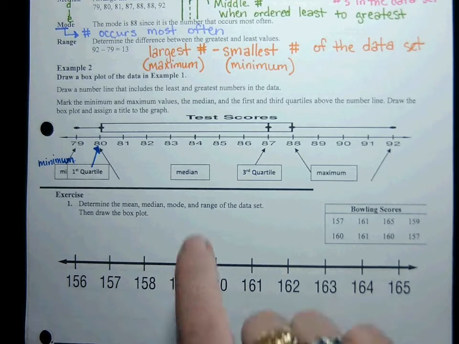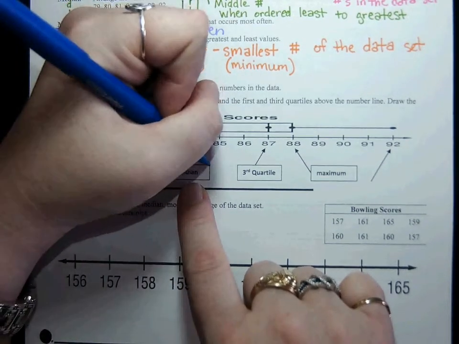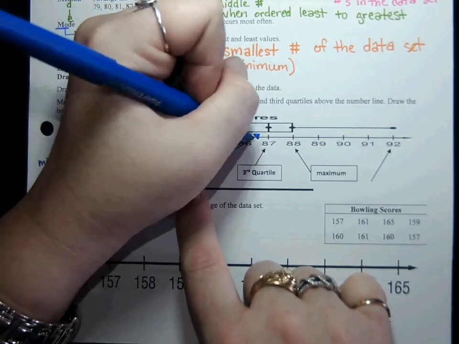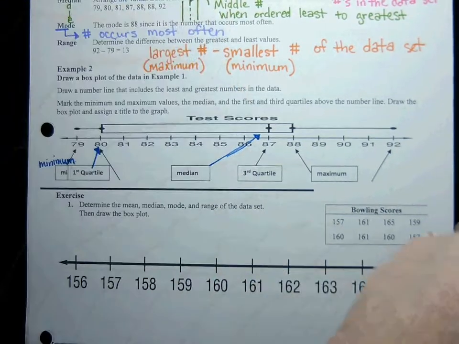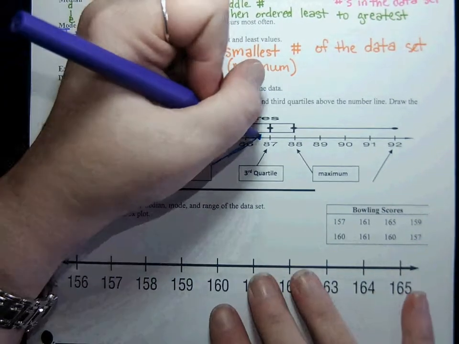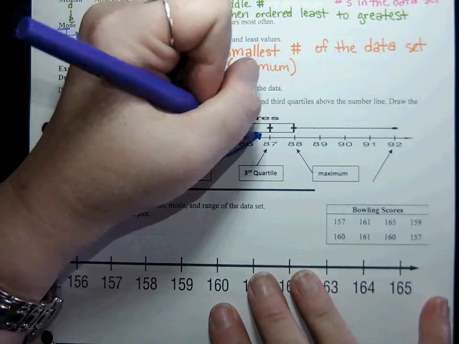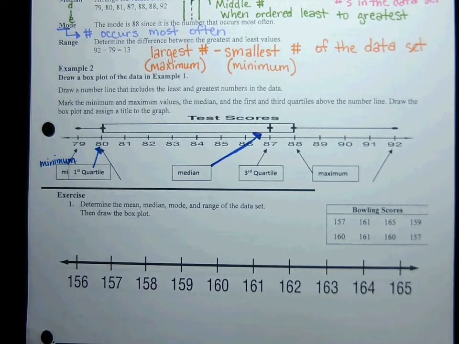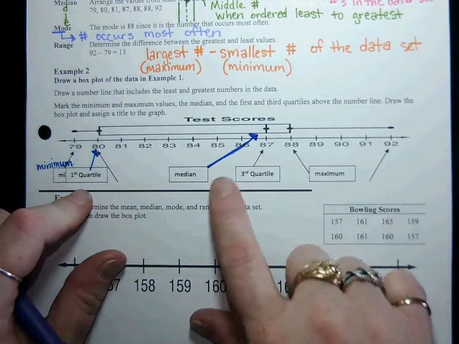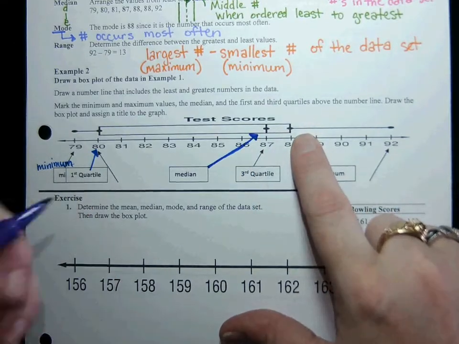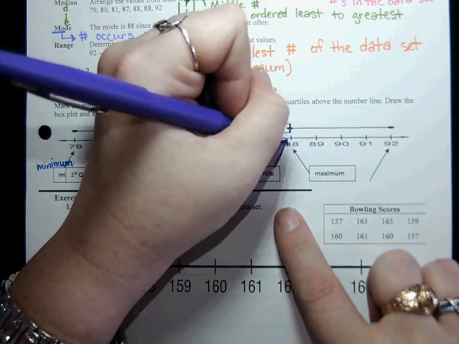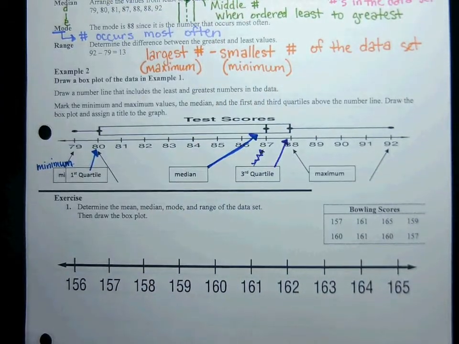Your median, your middle number, is 87. And it's always going to be inside your 2 boxes. The third quartile number is just like the first quartile number. It's the next number that falls after the median in sequence. And so it's going to move and become 88. This will make more sense once we do it.